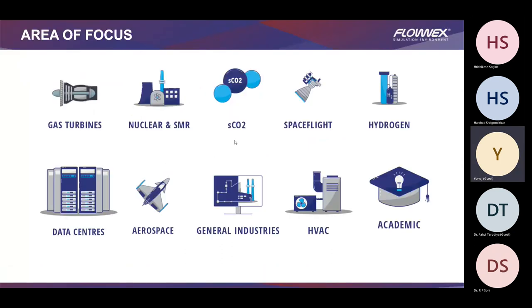And coming to the areas of applications: gas turbines for anything regarding combustion. If there is any combustor part, we can do the combustion modeling. Combustion modeling is also possible in Flownex. Then nuclear power plants, supercritical CO2, space flight like the RS-25 engine, RL-20, RL-10 engines. Those have already been done and can be analyzed easily in Flownex. Then the hydrogen fuel cell as well as the electrolysis part, thermal analysis of data centers, then the aerospace part, general industries, then HVAC like indirect evaporative cooling systems, heat exchangers, shell and tube heat exchangers can be easily analyzed here in Flownex.